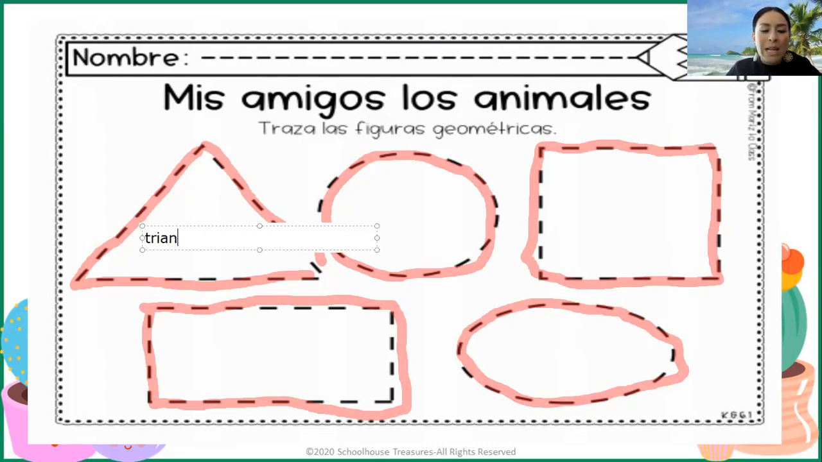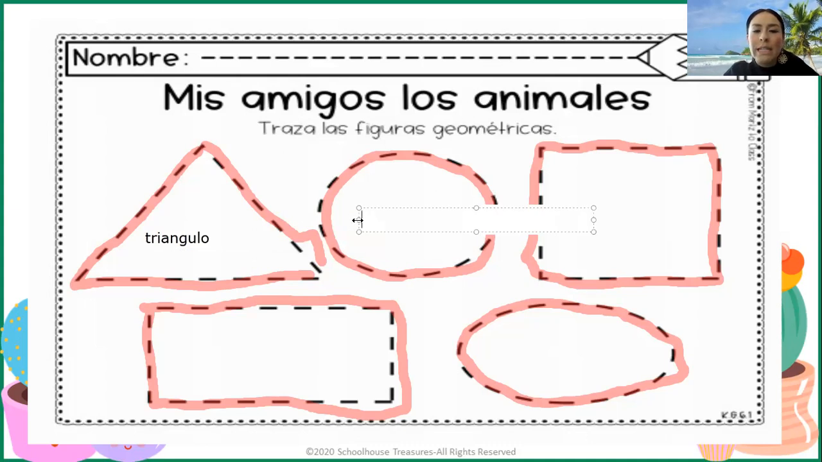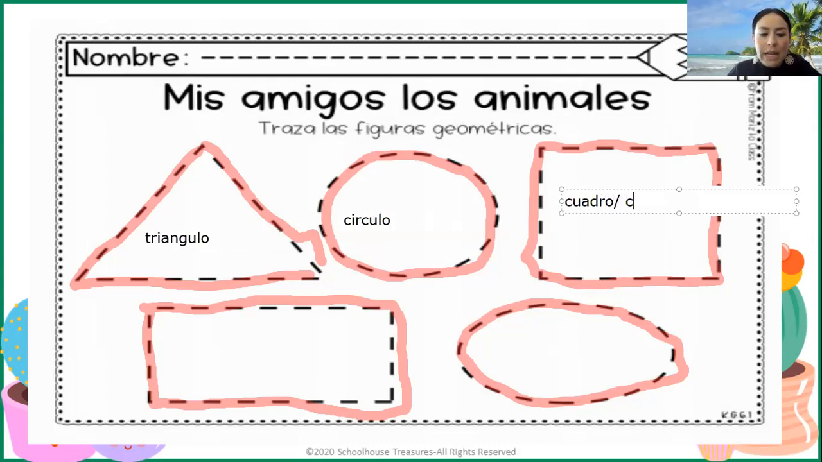So the first one is triángulo. Triángulo, make sure that you're practicing saying that out loud, triángulo. Triángulo tiene tres lados, okay? So a triangle has three sides. El que sigue es círculo. Círculo es así. El próximo es un cuadro, or you can say cuadrado, okay? So you can say cuadro, or you can say cuadrado.